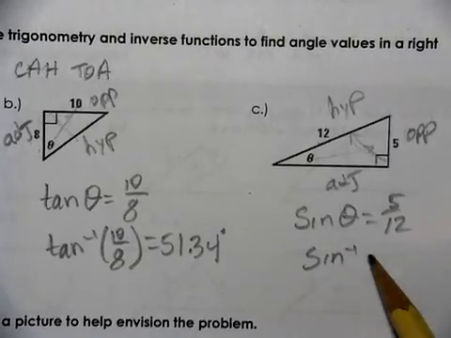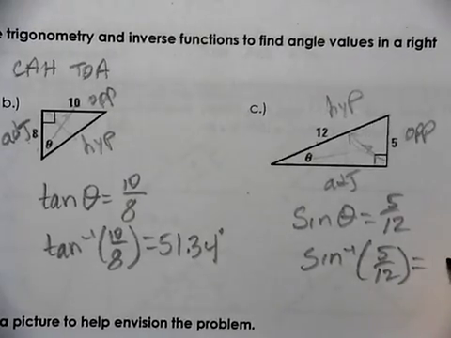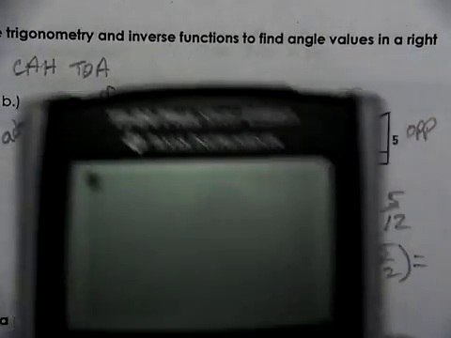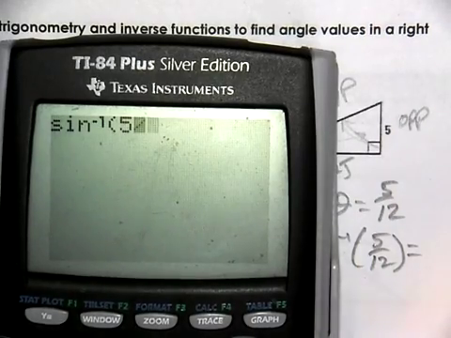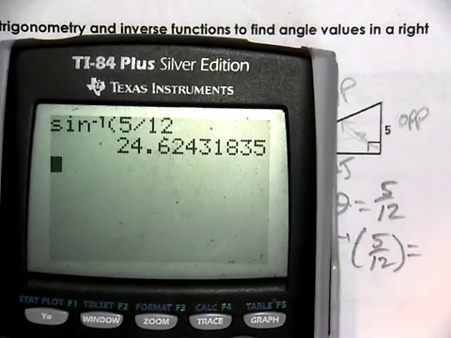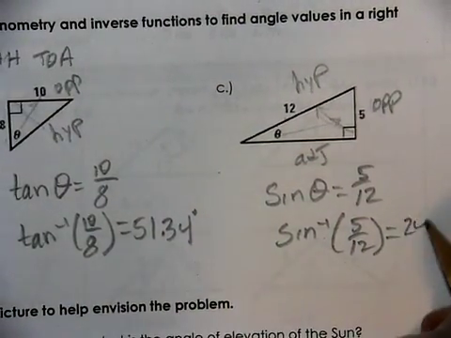So to figure that out, we do sine inverse of 5/12. And our calculator will help us do that. Sine inverse of 5 divided by 12 gives us 24.62.